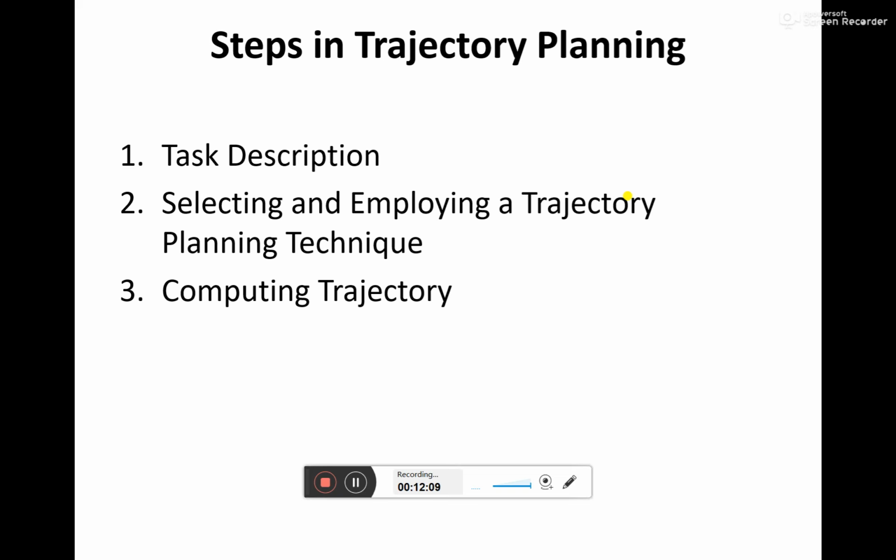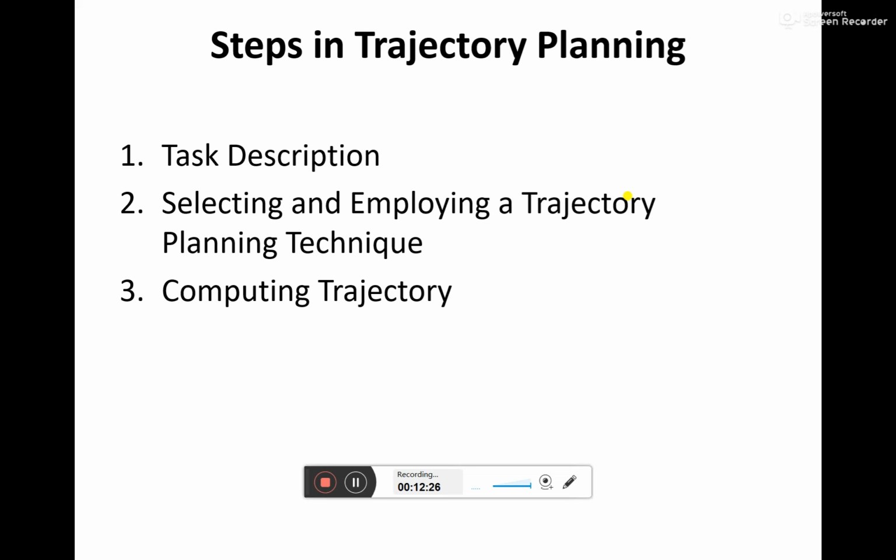So what are the steps in trajectory planning? Mainly there are three different steps. One is the task description, the second is selecting and employing a trajectory planning technique, and the third is computing the trajectory.